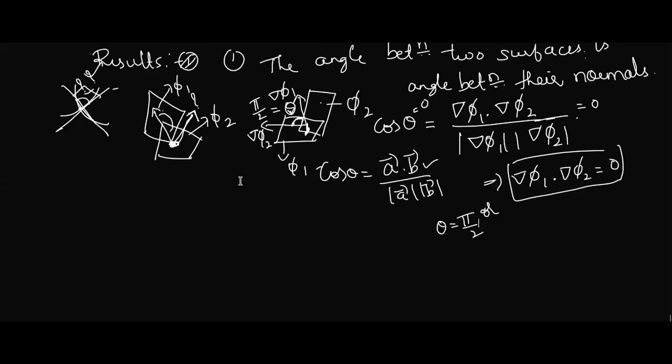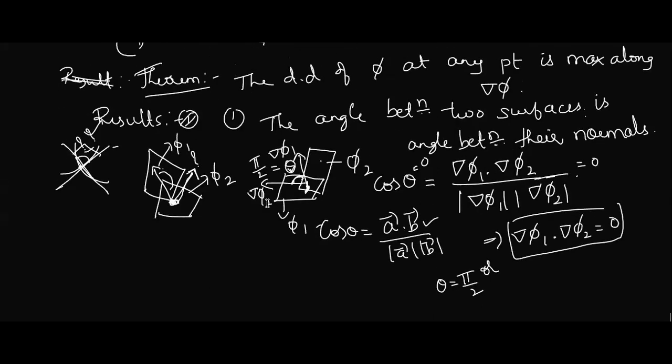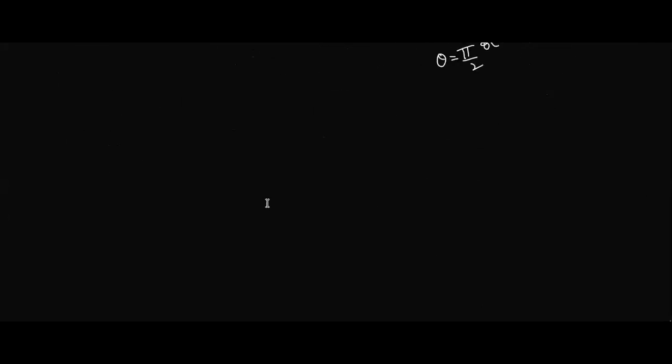Because there are problems related to the angle between surfaces. Is the theory part clear? Shall I start taking examples? When I solve examples, see, they never ask the theory part. They will ask the problems related to it.